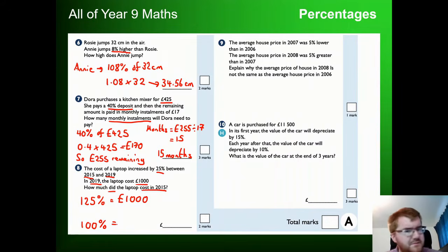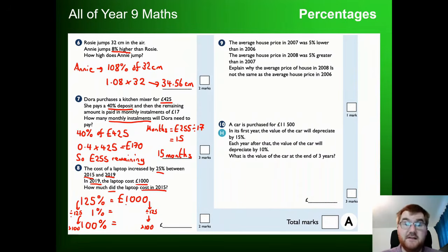Now, there's a couple of ways we can do this. We can use the so-called unitary method. So we're going to work out what 1% is, and then we can work out 100%. So essentially what do we do to 125 to get to 1? Well, we divide by 125. And what do we do to 1 to get to 100? We multiply by 100. And so we just need to make sure we do the same on both sides. So we divide by 125 first, and then multiply by 100.